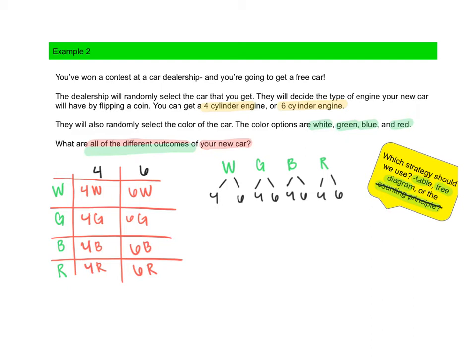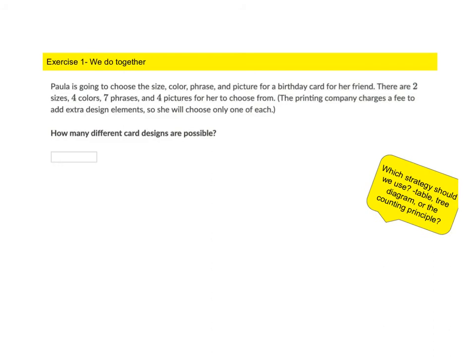All right, let's go ahead and move on. All right, we're actually going to start doing this one together, so please communicate with me in the chat when I ask you your opinions and questions on things, okay? It says Paula's going to choose the size, color, phrase, and picture for her birthday card. There are 2 sizes, 4 colors, 7 phrases, and 4 pictures for her to choose from. The printing company charges a fee to add extra design elements, so she will only choose one of each. How many different design cards are possible?